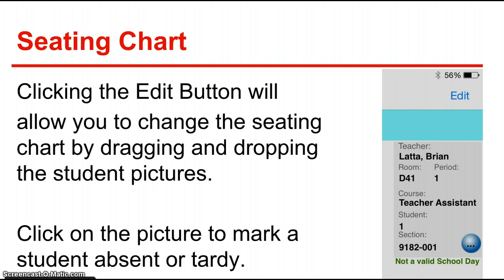This is where you go to edit the seating chart. You'll also notice you have pictures of your students in front of you. You can touch the student's face, and it will change the student from absent to tardy. So this is where you'll take roll as well.